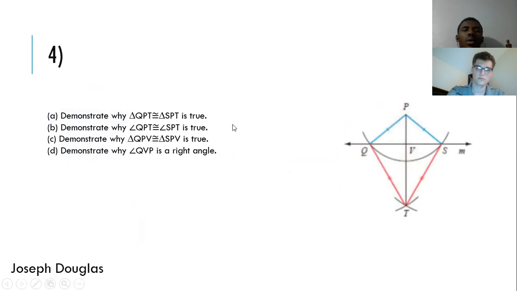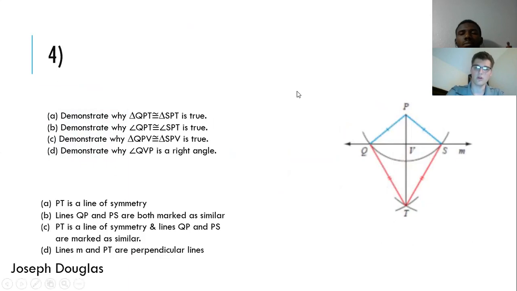Why is triangle QPT the same as triangle SPT? Well, the simplest answer is that PT is a line of symmetry. As we can see, both of these triangles share the same line. PT is one line, so we know at least one of their sides is the same.